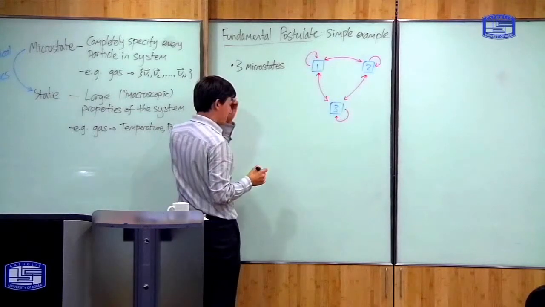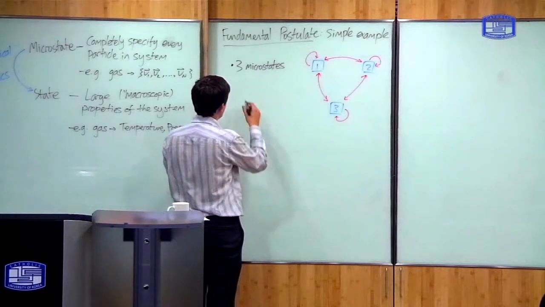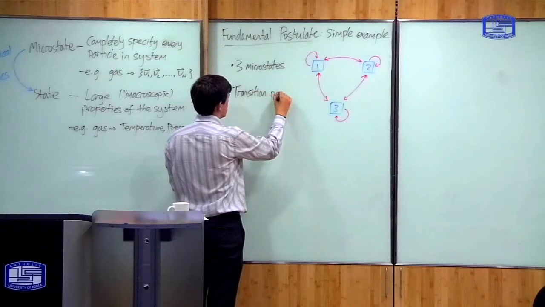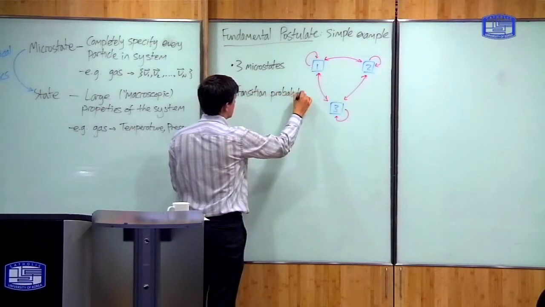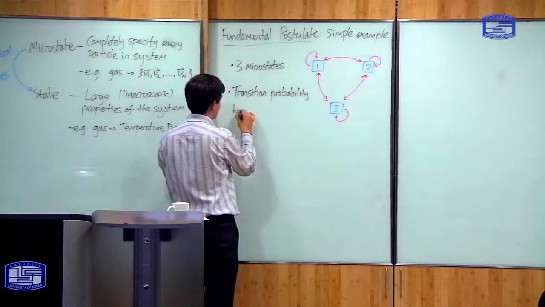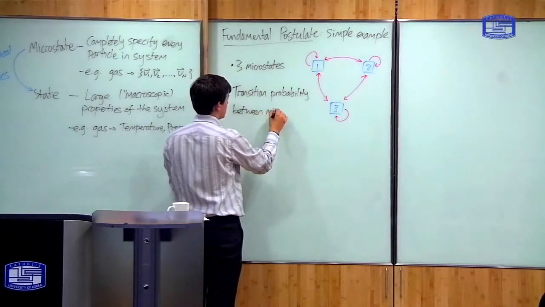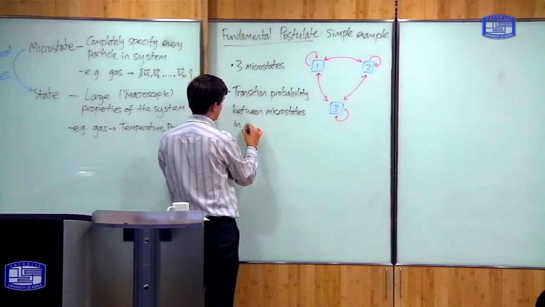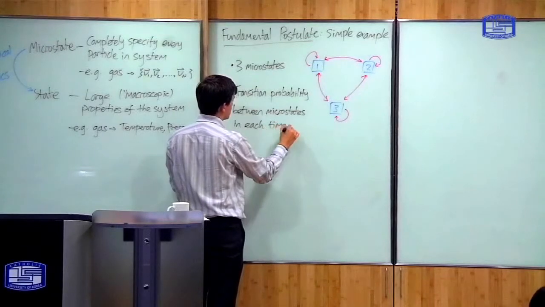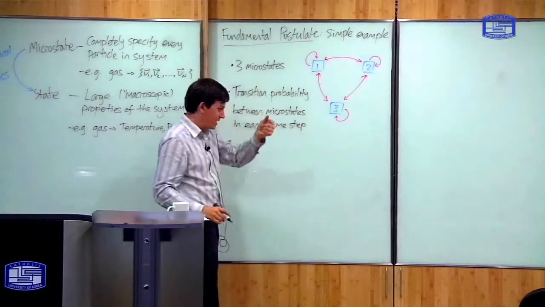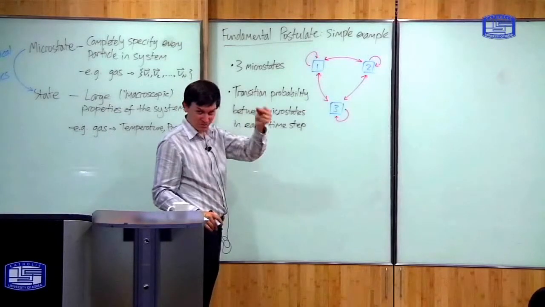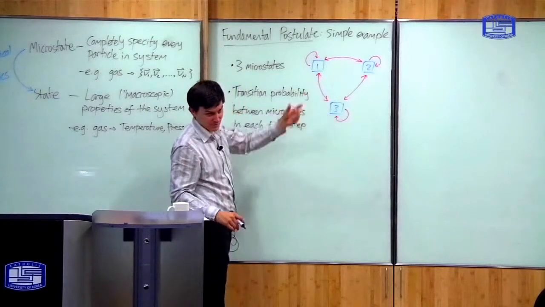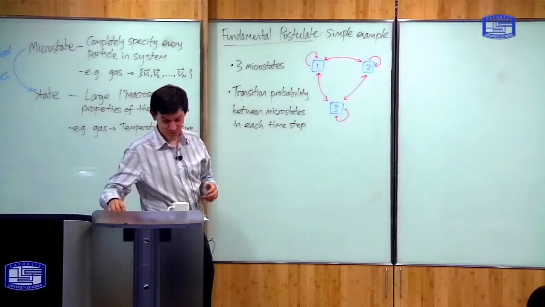So I can describe the probability of changing between microstates by using transition probabilities. The transition probability between microstates is constant in each time step. So we assume that in one time step, there's one transition event. Each time I click my fingers, the microstate will either change or decide to stay the same. And I give as an example some probabilities.